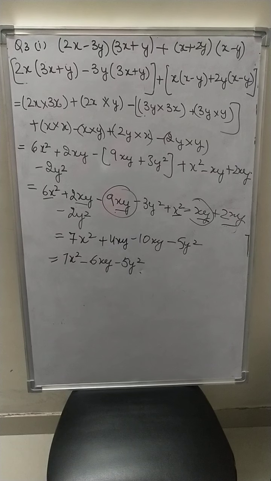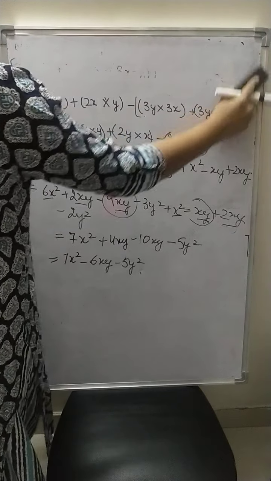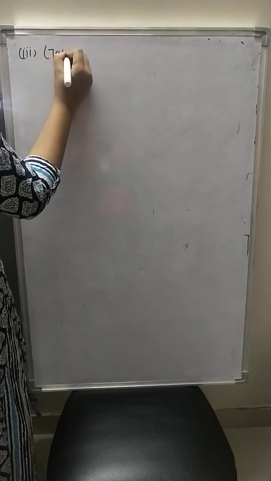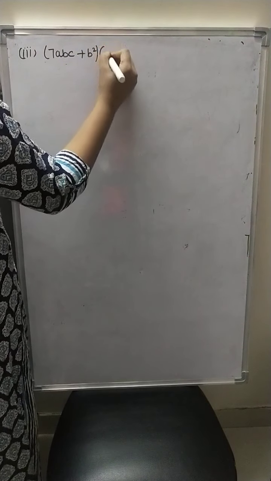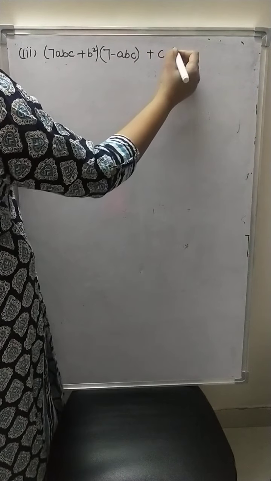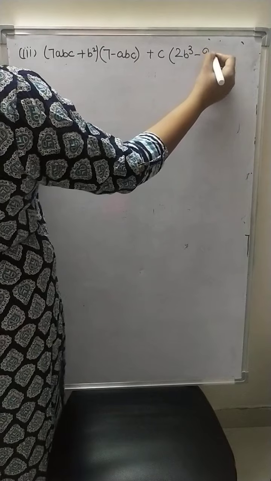Now students, I'll be solving the third part. Remember, whichever part I am leaving, that you'll be doing and sending as your homework. Now doing the third part of this question. The third part is (7abc + b square)(7 - abc) I'll tell you another way to solve this question also here. c into (2b cube - 9ab).